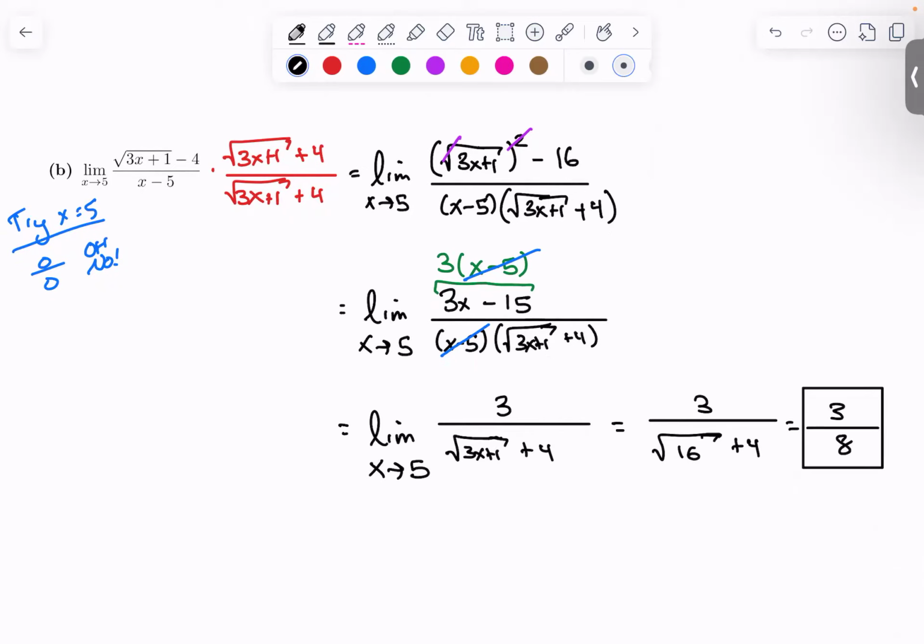So you get the square root of 3x plus 1 squared, which cancels the square root, minus 4 squared, which is 16. And so when you simplify the numerator, you get 3x minus 15, which has a common factor of 3 that can be factored out. The x minus 5's cancel. And then you've got 3 over the square root of 3x plus 1 plus 4. We got rid of the problem, which was the x minus 5, and we get to plug it in, and we get 3/8. Any questions on either of those?